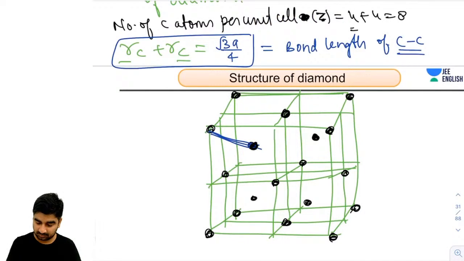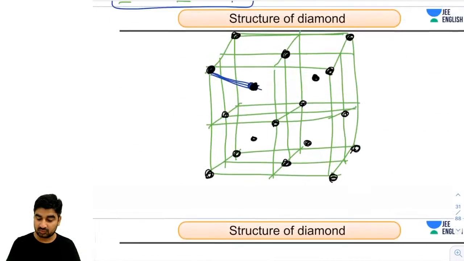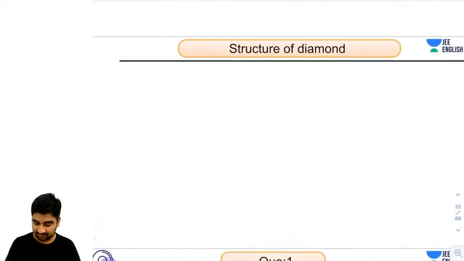Any doubt? Bond length of CC bond. Tell me. No doubt. Bond length of CC. Any doubt, guys, please ask. So guys, now you are clear with the structure of diamond as well, right?